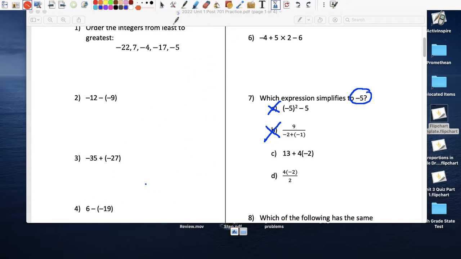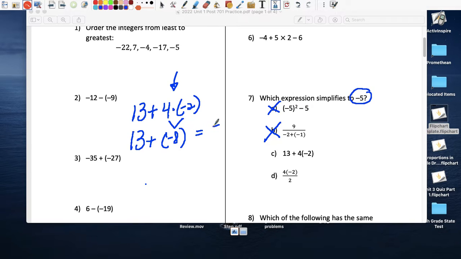C is 13 plus 4 times negative 2. Grouping? No. Exponent? No. Is there multiplication or division? Yes, right here. So let's take care of that first. So 4 times negative 2 is negative 8. Now we can add 13 plus negative 8. We're going to get positive 5. Is that negative 5? No, it's not. So we also don't want that.